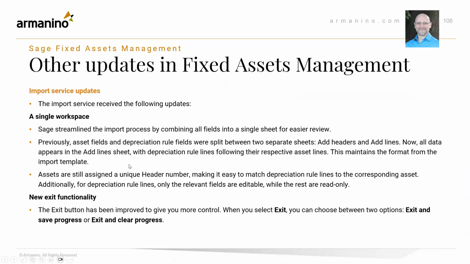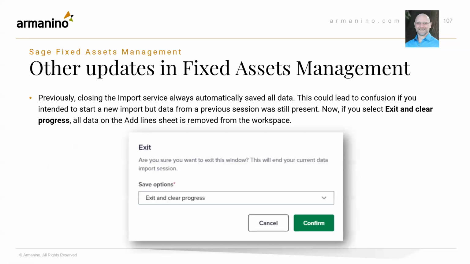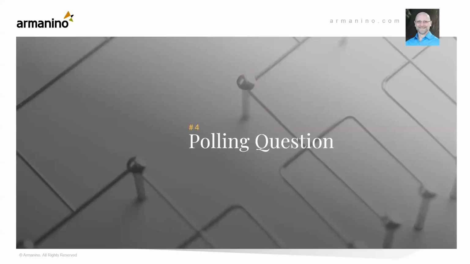Other updates: import service updates, single workspace. Sage streamlined the import process by combining fields into a single sheet. Assets are still assigned a unique header. Next, exit: new exit functionality. When you push the exit, that's been improved for more control. When you select exit, you can choose between 2 options, exit and save process or exit and clear progress. And there's that screenshot showing that.